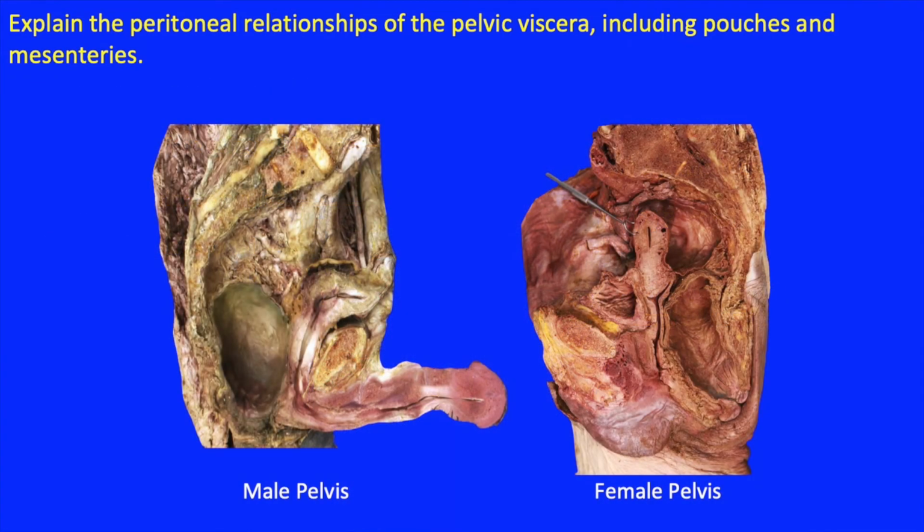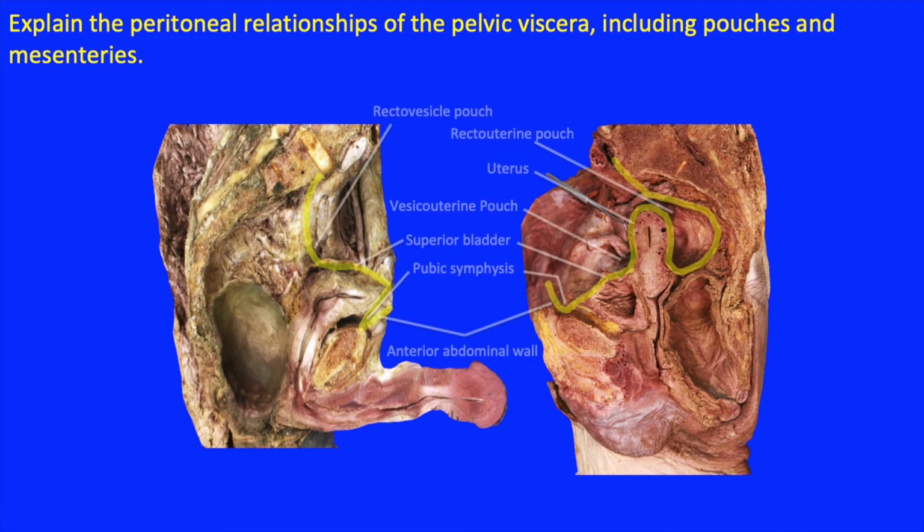Do not think for a moment that what we have gone through is simply an academic exercise in memorizing the path taken by the parietal peritoneum as it drapes over the pelvic organs. Here, I show a hemipelvic bisection of the male and female pelvises. I now indicate the extent of the parietal peritoneum as it drapes over the pelvic organs in both sexes.